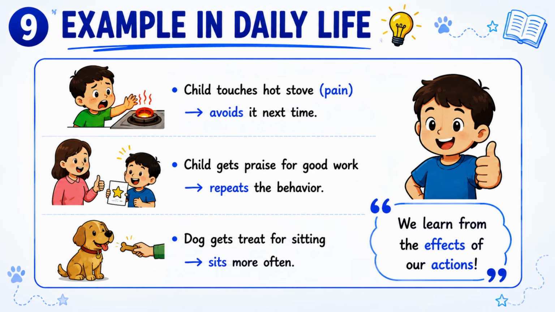Second example, a child gets praised for doing good work in school. Because of that appreciation, the child feels happy and repeats the same good behavior. நல்ல ஒர்க் பண்ணா அப்ரிசியேஷன் கிடைச்சா அது மறுபடியும் செய்ய நமக்கு மோட்டிவேஷன் வரும். Third example, when a dog sits on command and gets a treat, it starts sitting more often because it expects a reward. Reward கொடுத்தா behavior increase ஆகும்.